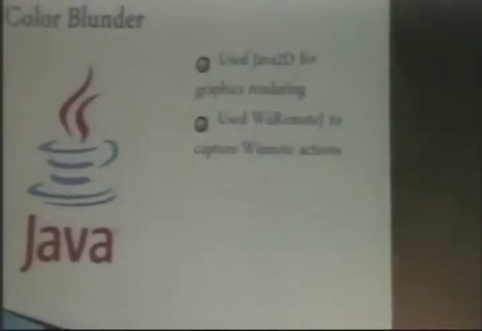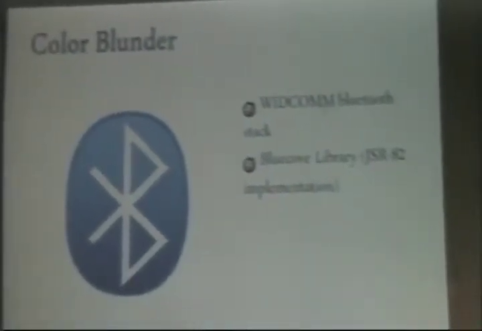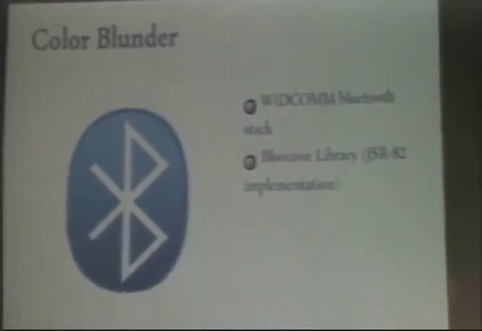But it does not run on the Wii console. Instead, the Wii Remote connects directly to the PC. Color Blunder is developed in Java, and we use Java 2D for graphics rendering. We also use the library WiiRemoteJ to capture the Wii Remote actions. Who is familiar with Bluetooth? Bluetooth technology, like when you send a file to a cellphone, send me a picture of your crush. It's the same technology WiiRemoteJ uses to understand the actions of the Wii Remote, and the same one the Wii console uses to detect events on the Wii Remote.